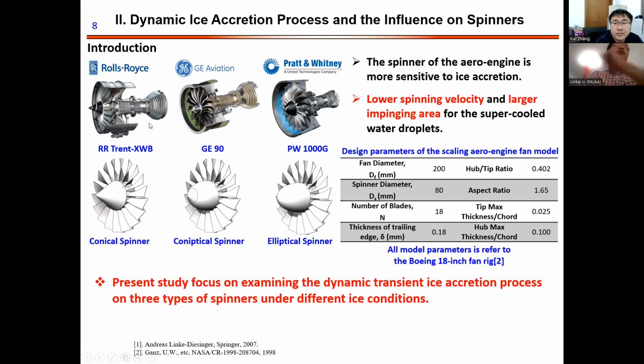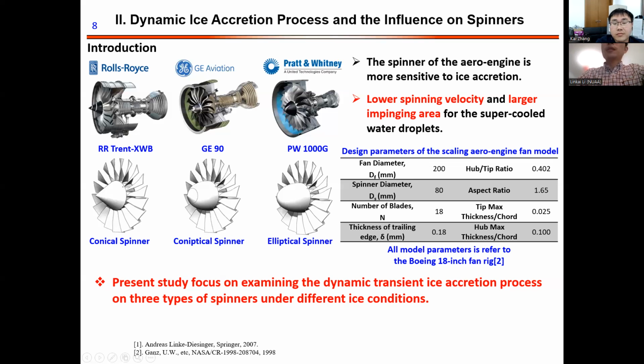The next time you take an aircraft, you can try to find out which company made the engine, because their spinner shapes are obviously different from each other. For Rolls-Royce, the spinner is conical, for GE it is an elliptical spinner, and for Pratt & Whitney, they prefer to use an elliptical spinner.